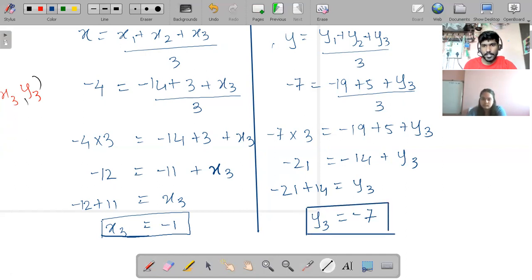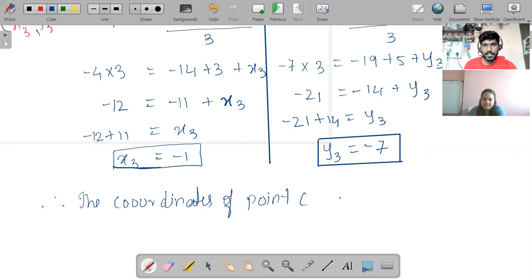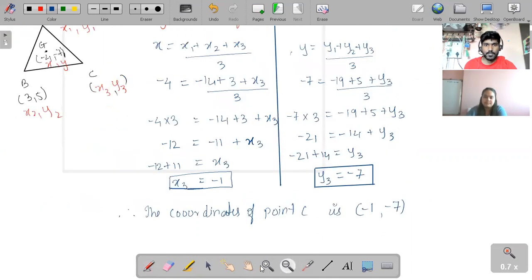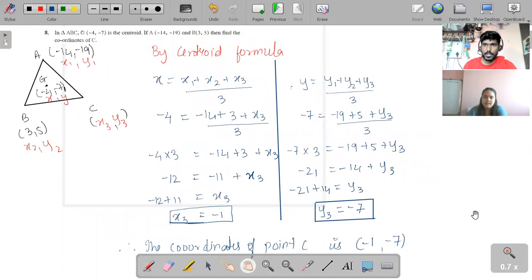So we have got the coordinates now. So finally we can say that therefore the coordinates of point C is minus 1 comma minus 7. Okay, is this sum clear? Yes. Understood this sum? Okay. Write it down.